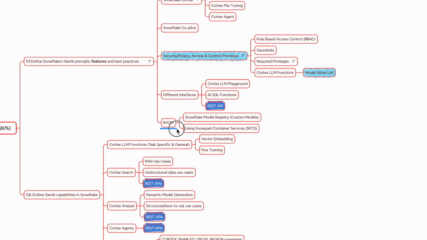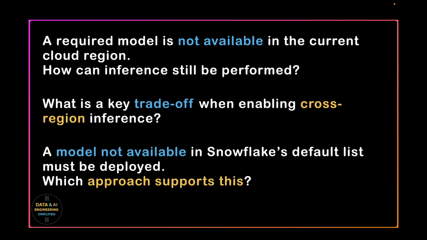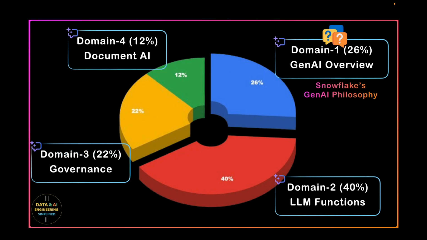Now, one last question from bring your own model from this particular topic. A model not available in Snowflake's default list must be deployed. Which approach supports this? Again, Cortex Analyst, Snowflake Model Registry, Snowpark Container Services, and Cortex Search. Here, if you have a multi-select, your option should be Snowflake Model Registry followed by Snowpark Container Services. Every question in this domain is basically Snowflake asking, can you map the use case with the right GenAI feature, its trade-off, limitations, and best practices?